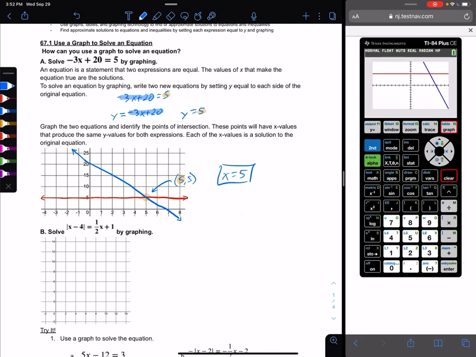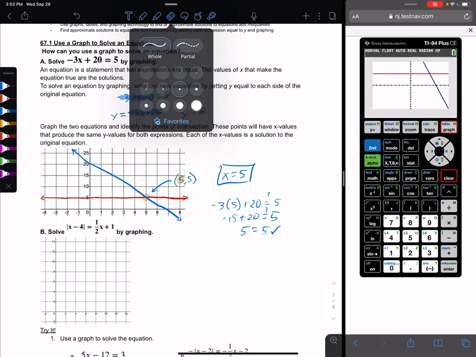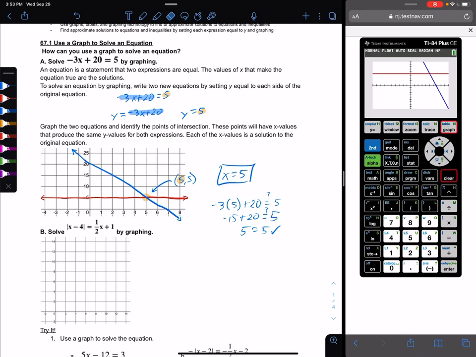And you can test that out by plugging it back into the original equation. If I do negative 3 times 5 plus 20, and I want to see if that equals 5, well, I get negative 15 plus 20, and then I get 5 equals 5, which checks out. Anytime you're doing this, you might want to check your answers to make sure that they work. But again, in later videos, we will go over exactly how to find the intersection point on the graphing calculator, rather than just eyeballing it right now and hoping for the best.